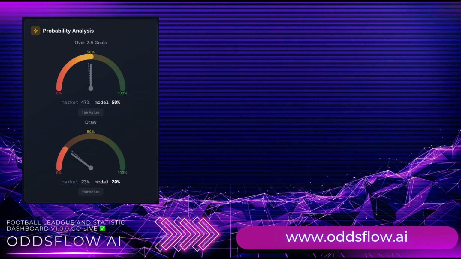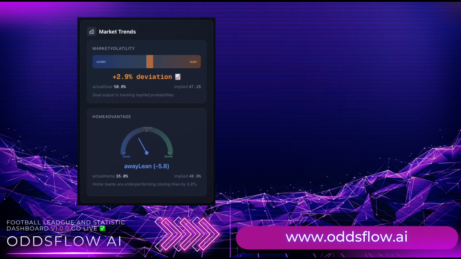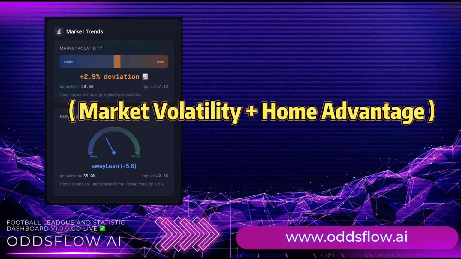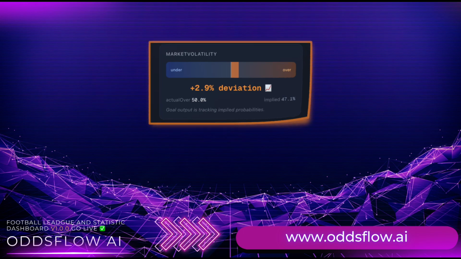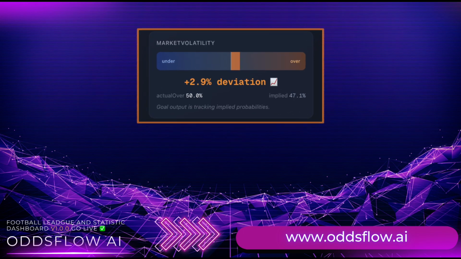So now the middle section, market trends. This is where the dashboard becomes really powerful for non-math users. Let's start with market volatility. Forget the scary word. In this dashboard, it's basically answering, how far is reality drifting away from what the market priced? Here's what you need to look at.